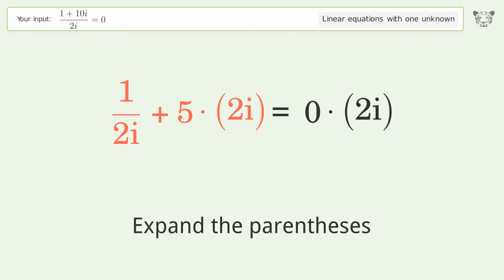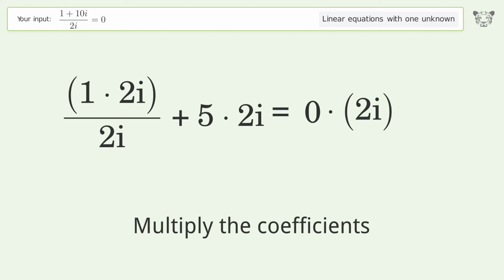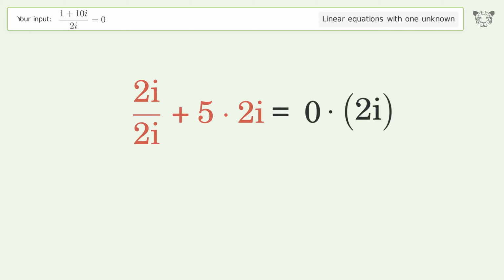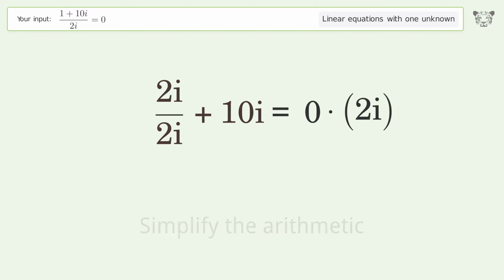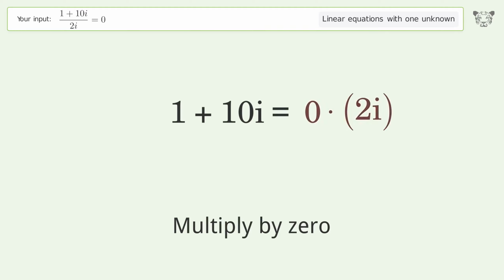Expand the parentheses. Multiply the coefficients. Simplify the arithmetic. Multiply by 0.